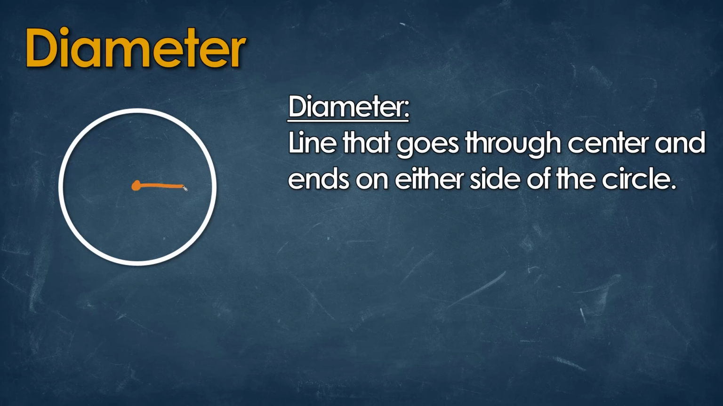Remember, the radius is from the center of the circle to the edge of the circle. The diameter is the length that goes from one end of the circle to the other and must pass through the center. So if we had a line that goes from here to here, that would not be the diameter, and that would not be the radius, because it doesn't hit the center of the circle. So that wouldn't count as that.